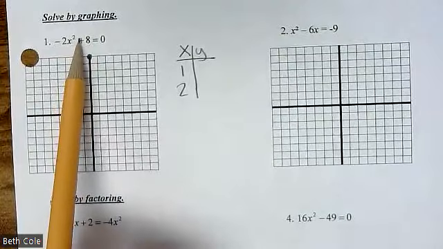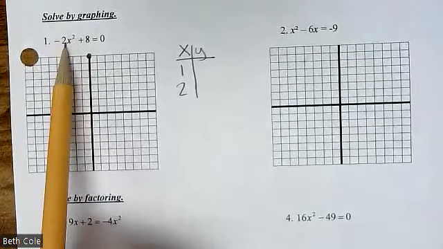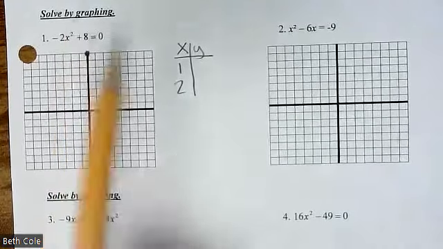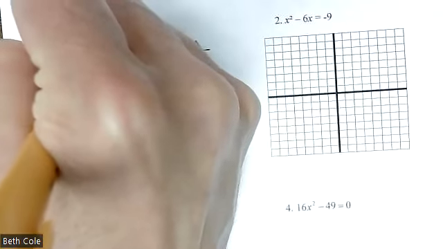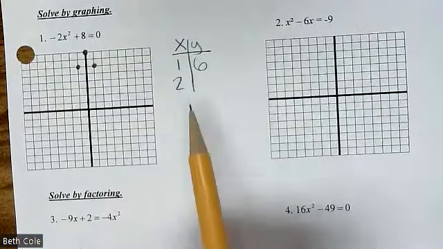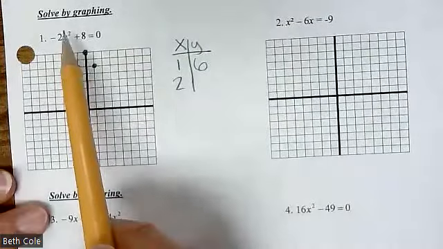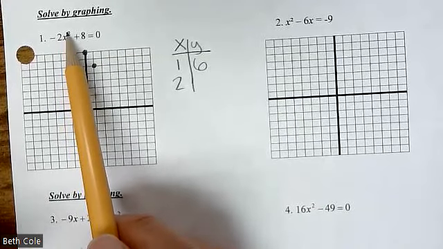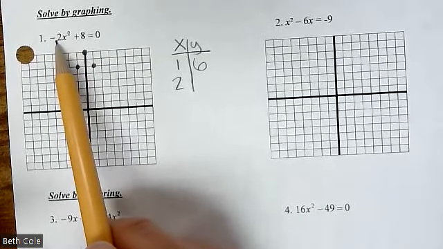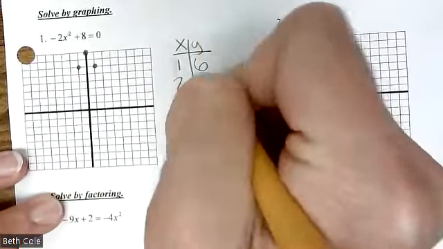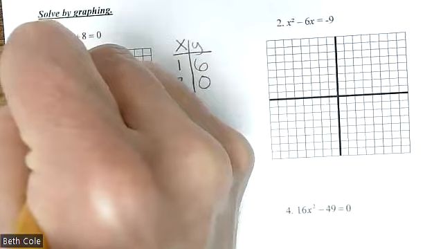1 squared, 1 times -2, -2 plus 8, 6. So we get 1, 6, and that means you get -1, 6 because symmetry. And then if you do 2 squared, 4, good, you're the only one talking to me. 4 times -2, -8 plus 8, 0. So you get 2, 0 and -2, 0.